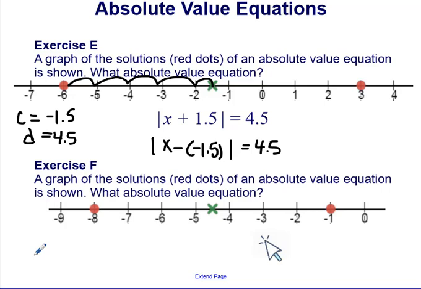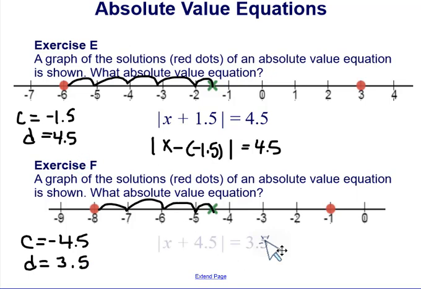In F, we have a center of -4.5 and a distance of 3.5. So we have an absolute value equation of x minus -4.5, which again, we're going to rewrite as x plus 4.5, and it is equal to 3.5.